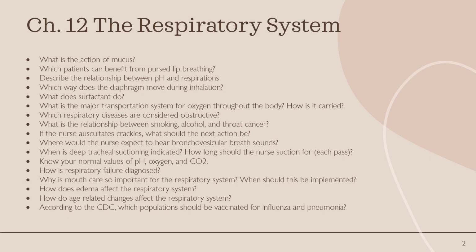What is the major transportation system for oxygen throughout the body, and how is it carried? We can also see this on page 263. The major portion of oxygen, about 97%, attaches to the heme portion of the hemoglobin molecule carried by the erythrocytes, and it forms oxyhemoglobin. The plasma also transports a portion of each gas, and about 3% of oxygen is dissolved within the plasma.